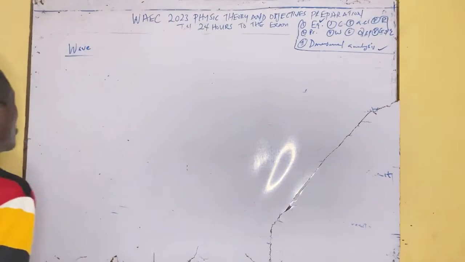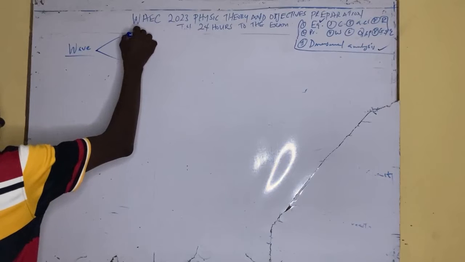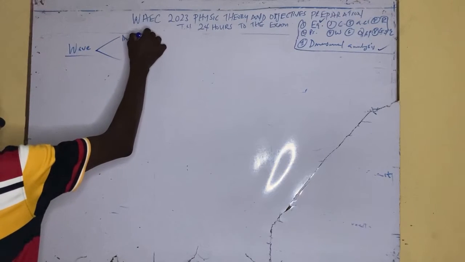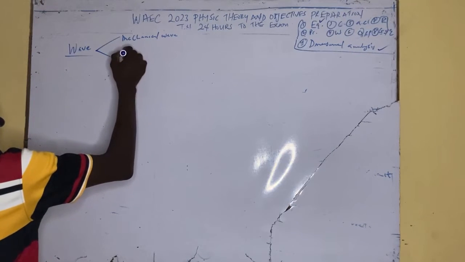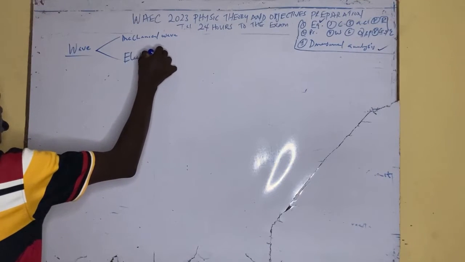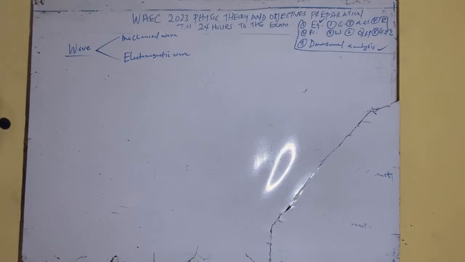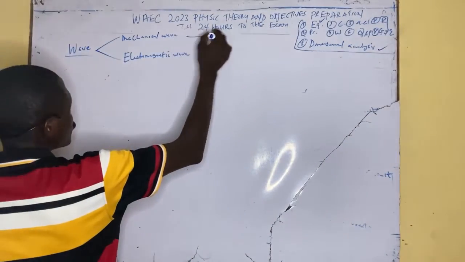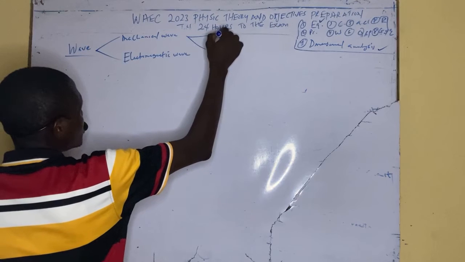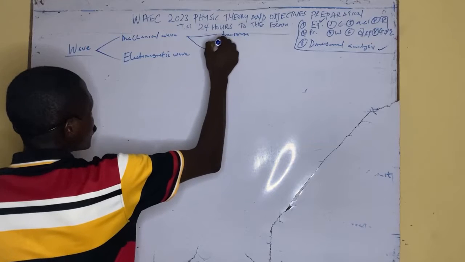Now majorly we have two types of wave. The major classification of wave is mechanical wave and electromagnetic wave. Now, we're talking about the mechanical wave. It's a wave that travels through a material medium. This mechanical wave can also be divided into two: the longitudinal and the transverse.